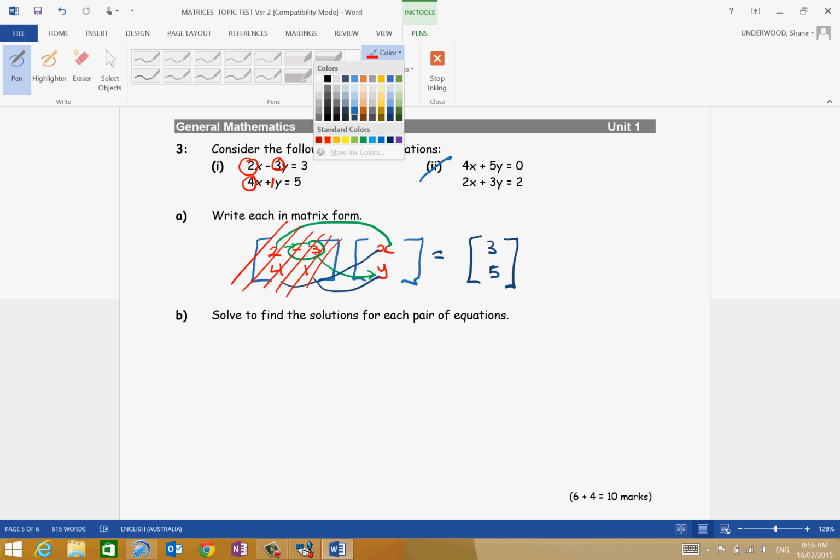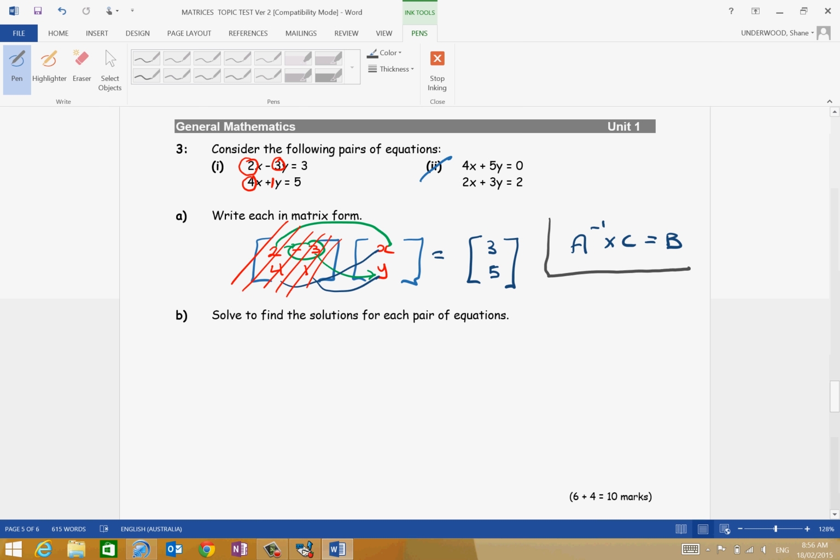So let's have a look, and this is where we say we've got that matrix A inverse times matrix C is equal to matrix B. That's the rule that we've got in our notes, and that's where that comes from. So you've got to understand that rule. That's so important. If you don't understand that rule and where it comes from, you need to revise that prior to your assessment. Now, let's go ahead and do it then.